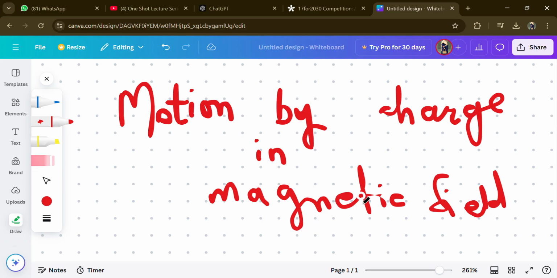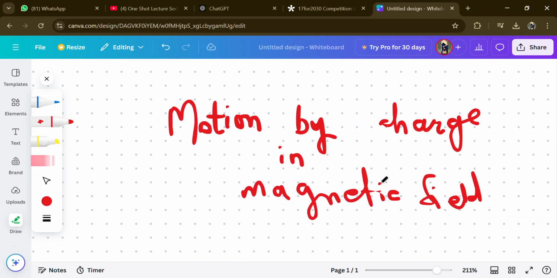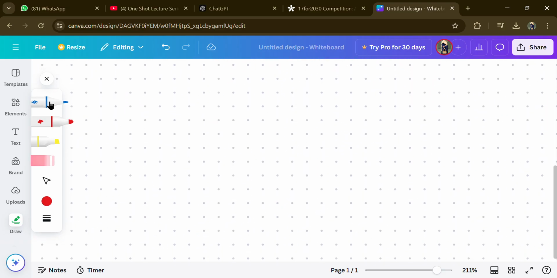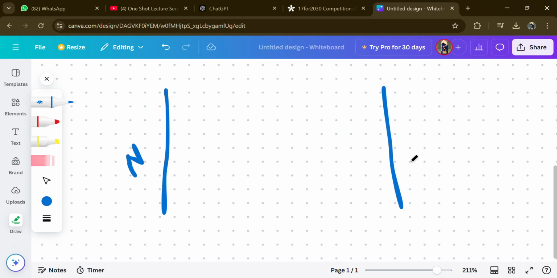So today we'll be looking into motion done by a charge within a magnetic field. Very first, what is a magnetic field? A magnetic field is a kind of force in which a magnet, which usually has a north pole and a south pole, makes a charge or an object feel the magnetic force while crossing its side.